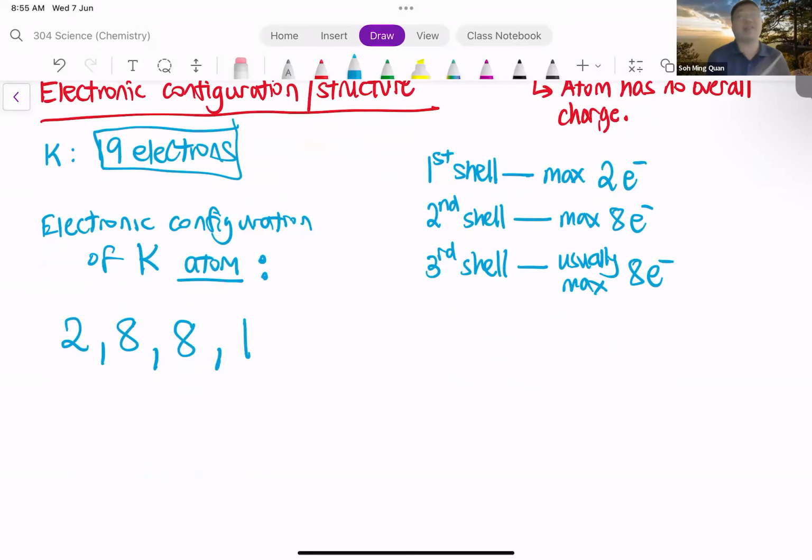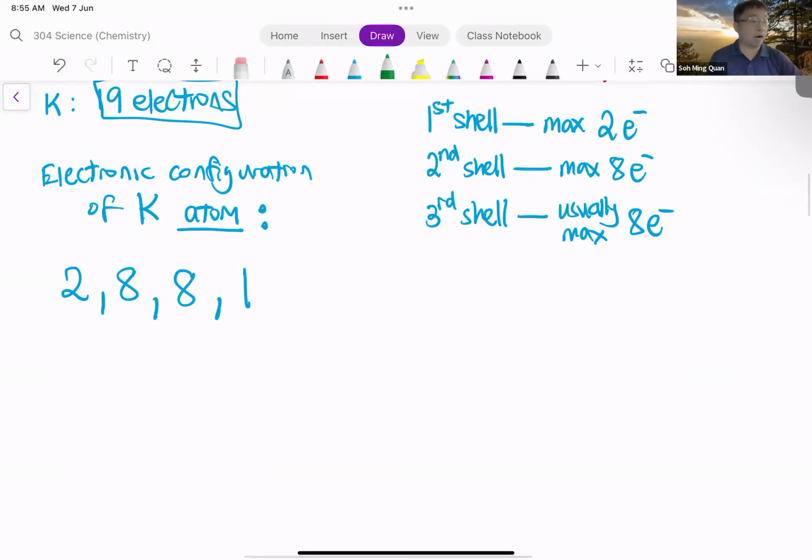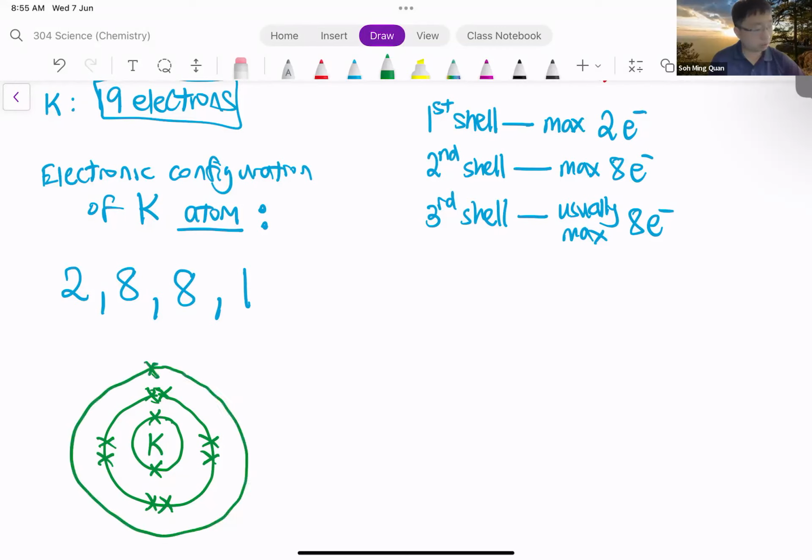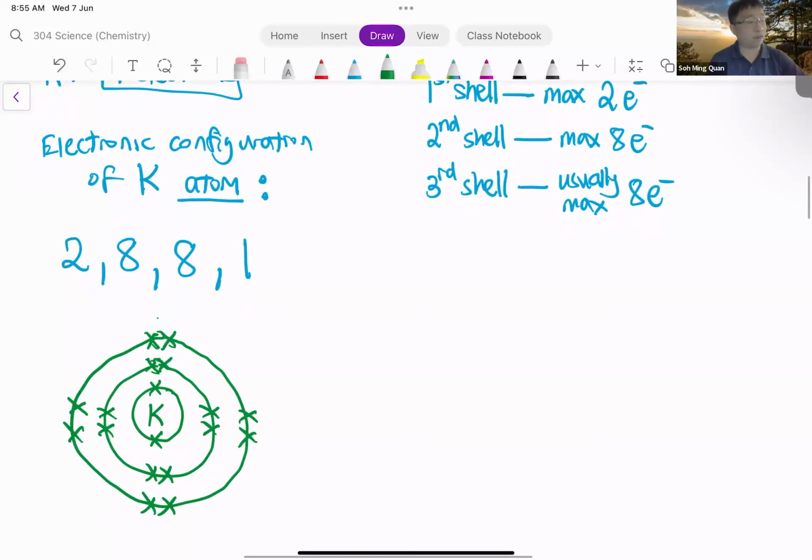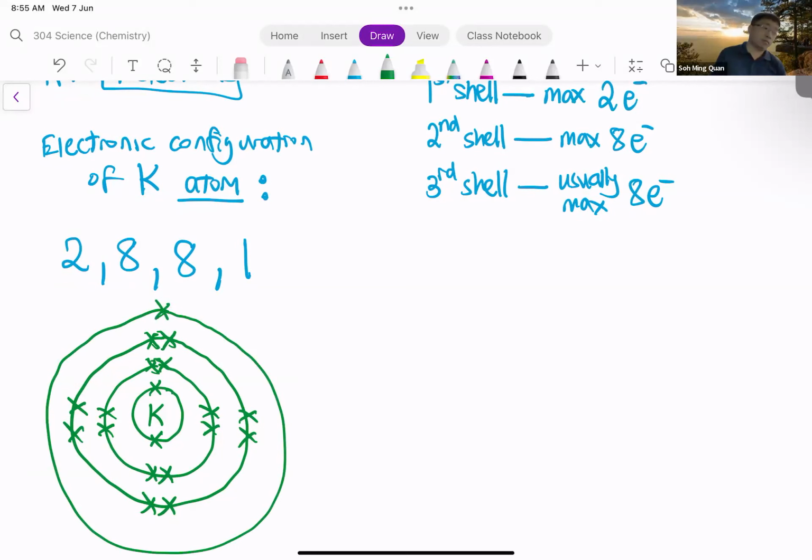Now, this is writing the electronic configuration. You could, of course, draw it out as well. It's equally valid. So if we ask you to draw it out, it's quite straightforward. Put the symbol K in the center. 2 in the first shell, 8 in the second shell. So this is the first shell, second shell. Third shell also 8. Finally, the fourth shell, 1. 2881. Okay, so writing it versus drawing it.